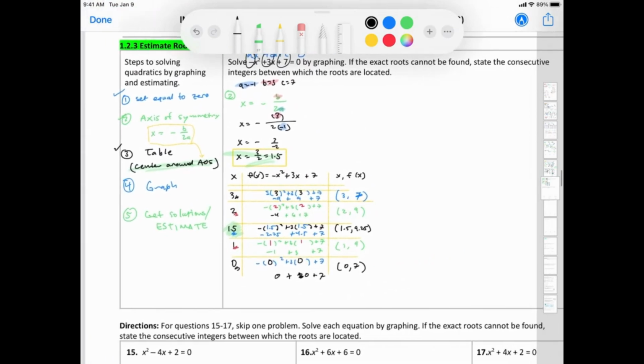Okay, what did we just do here? This is step number 3, table of values. Let's go ahead and graph this thing.